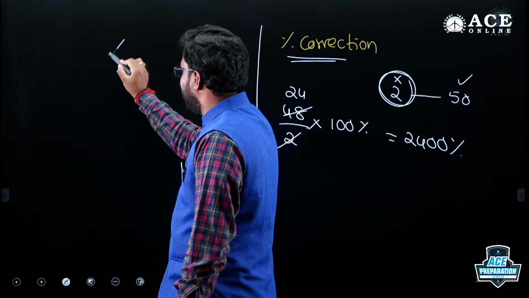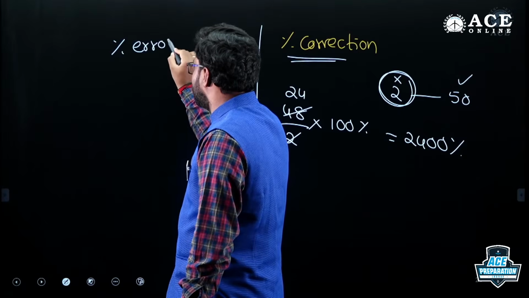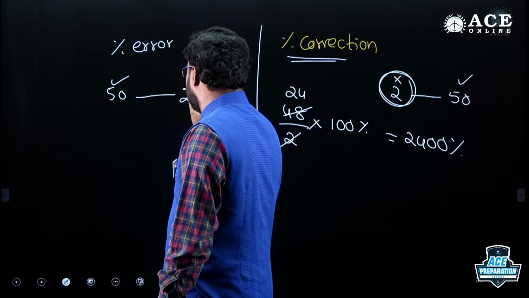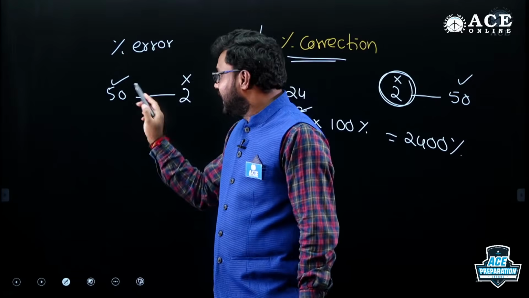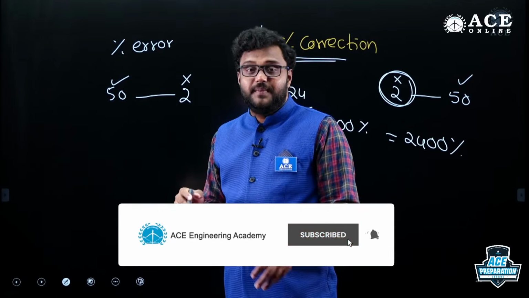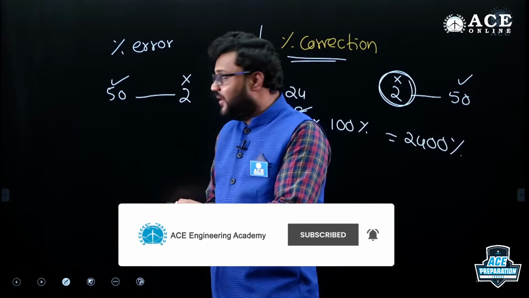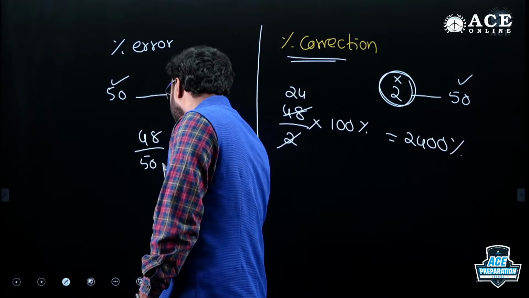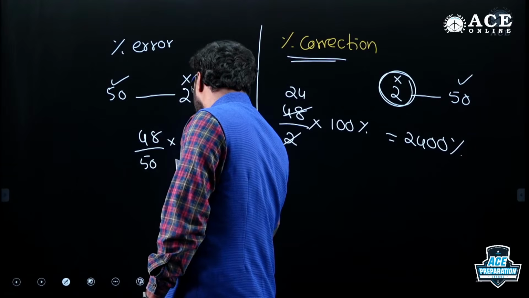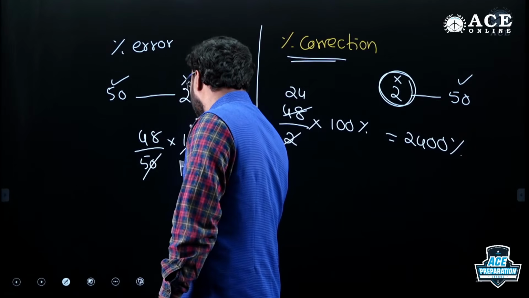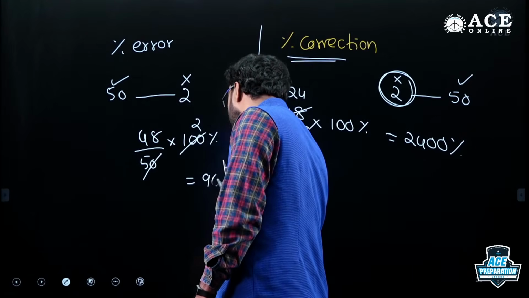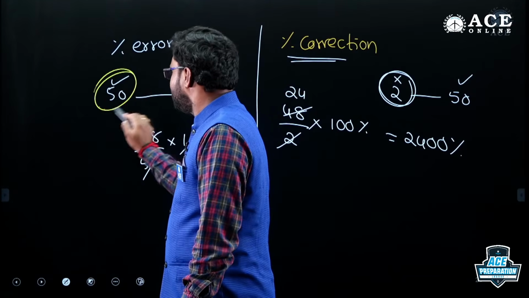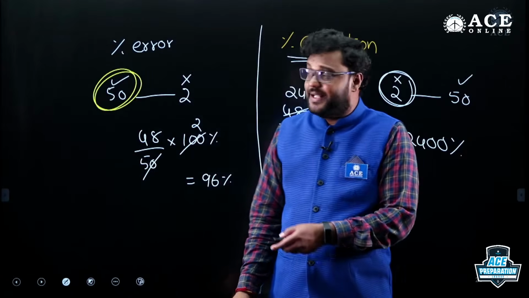Already you calculated. I'm just showing you both on one screen so that you can understand. Error means correct value becomes wrong value. Correction means wrong value is changed to the correct value. So this is 48 out of 50 into 100. Here the numerator is 48, but what is the denominator? What is the initial value is the important thing here. Got it? So, error, correction, percentage change.